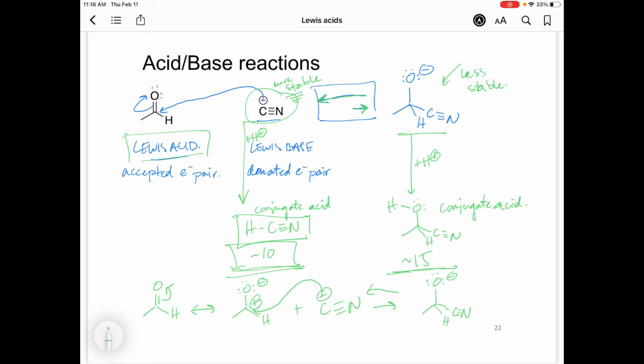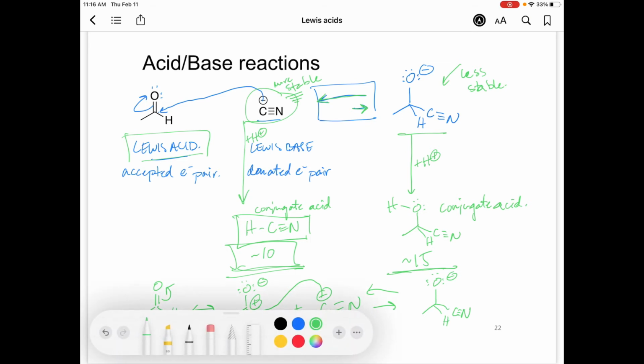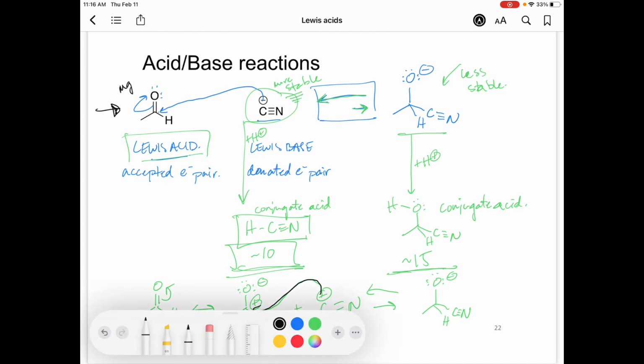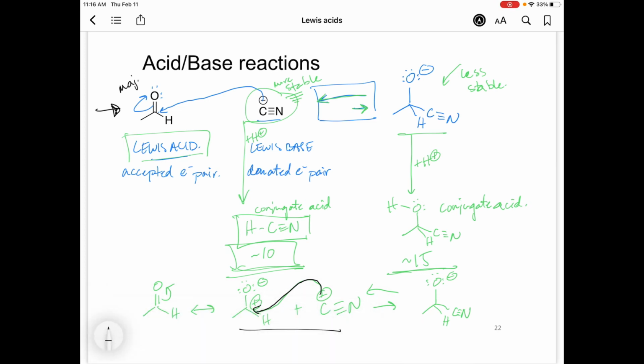I want to make a really important note here, though. The way that I have my arrows drawn is it's on this top structure, okay? Now I'm drawing an arrow here, a mechanism going to a resonance structure. When we draw mechanisms using curved arrows, we always want to use the major resonance structure.